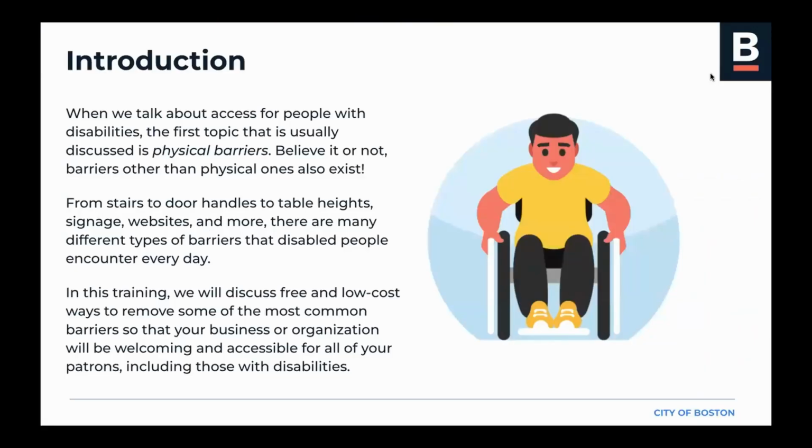So when we talk about access for people with disabilities, the first topic that's usually discussed is physical barriers. And believe it or not, there are a lot more than just physical ones, from stairs to door handles, table heights, signage, websites, and more. There are lots of different types of barriers that disabled people may encounter every day. So in this training, we're going to discuss some free and low-cost ways to remove the most common barriers that your business or organization might be having that makes it difficult for accessibility and to welcome patrons with disabilities.